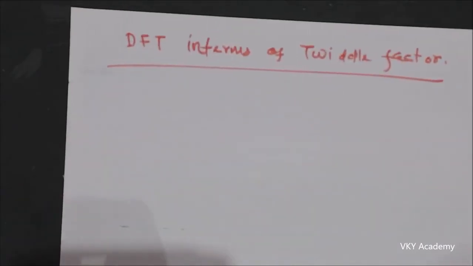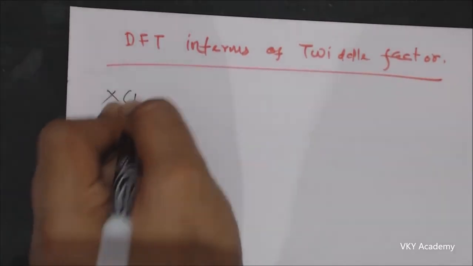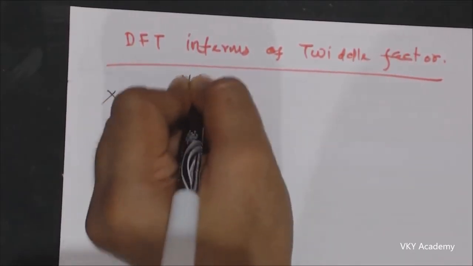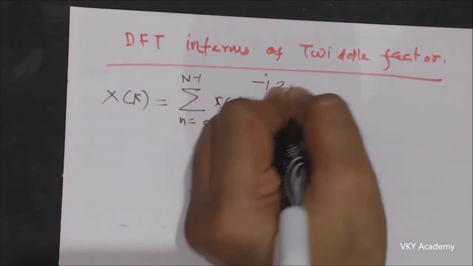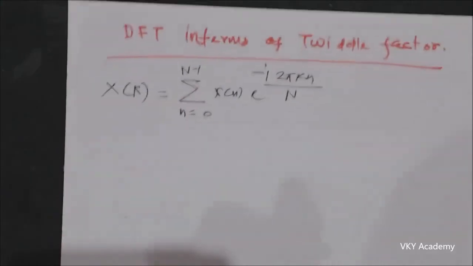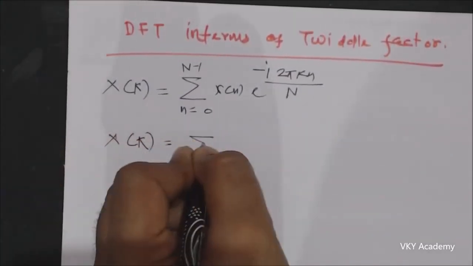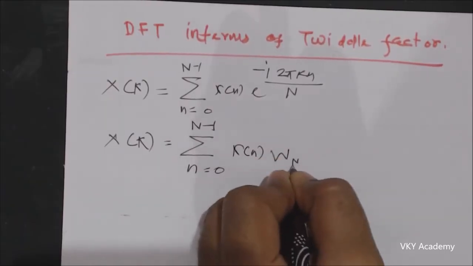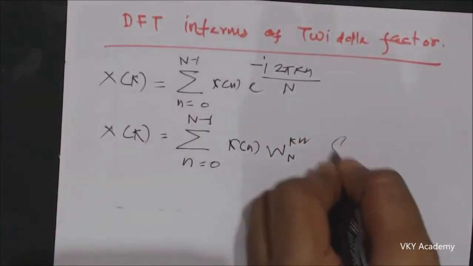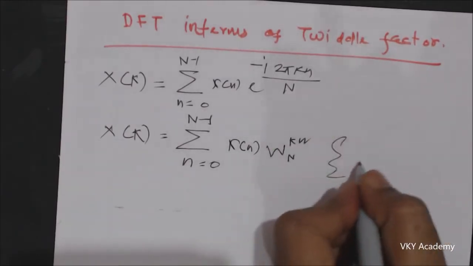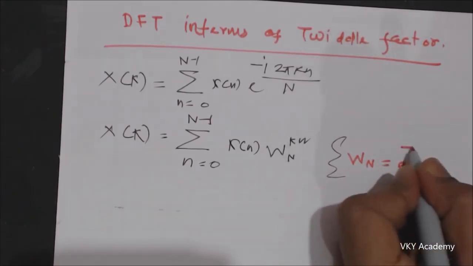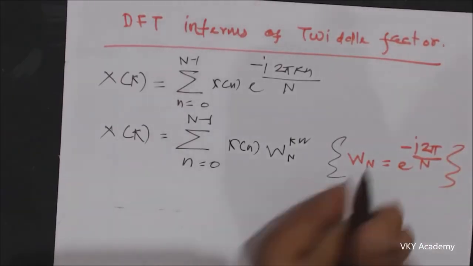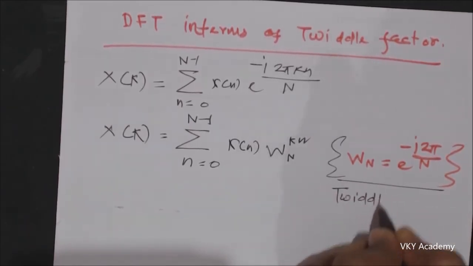Now let us write down the equations for the DFT and IDFT in terms of the twiddle factor. As we know, the DFT equation X of k is equal to summation n is equal to 0 to N minus 1 x of n e to the power minus j 2 pi k n upon capital N. It can be written as X of k is equal to summation n is equal to 0 to N minus 1 x of n W subscript N to the power k n, where W subscript N is equal to e to the power minus j 2 pi upon capital N, and is known as the twiddle factor.